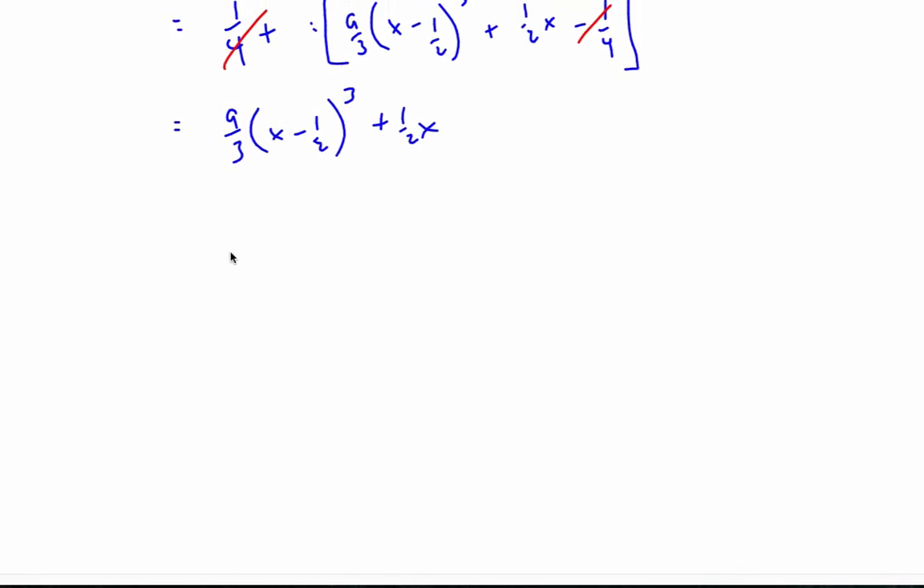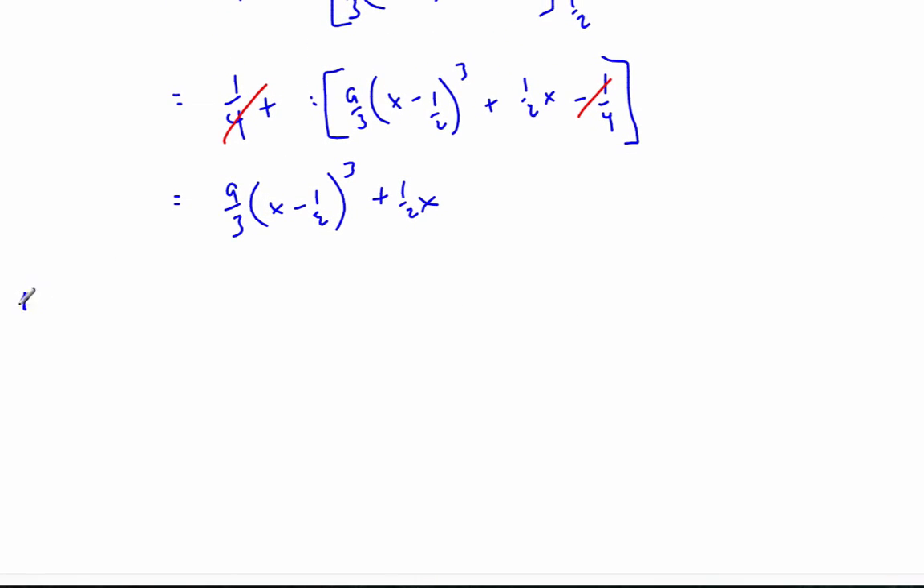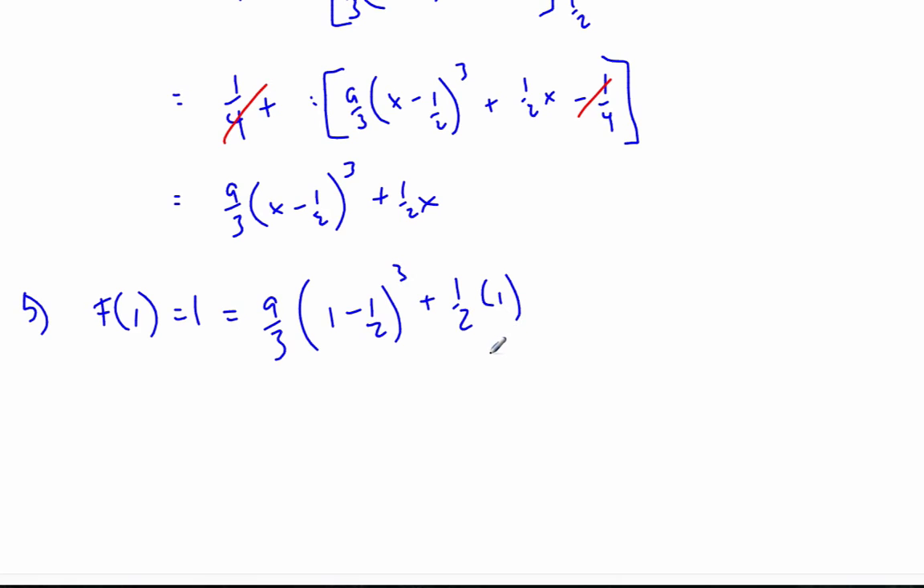Well, in order to show that a equals 12, what I do know for B is, if I do F at 1, because that's the end of my interval, it has to equal 1. So let's plug this value in. So it's a over 3 times (1 minus a half) cubed plus 1 half times 1. And now if I solve this, I get 1 is equal to a over 3.